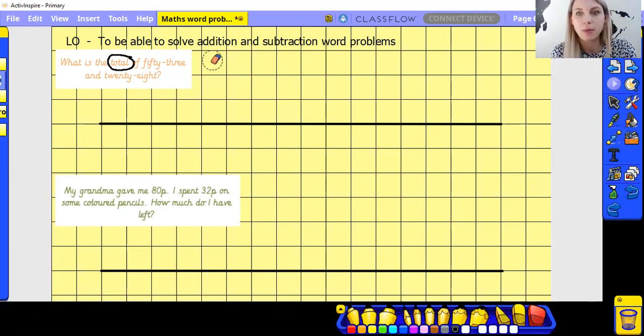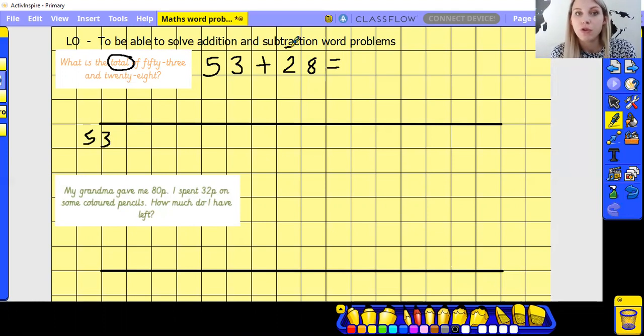This is why you always need to go back and check, because we're all capable of making mistakes sometimes. It was 53. When we're adding, we always want to start with the biggest number. 53 plus 28. So now I'm adding, so I need to start on the left-hand side of my number line. And I'm going to put my biggest number, so 53. Now I'm going to add 28.